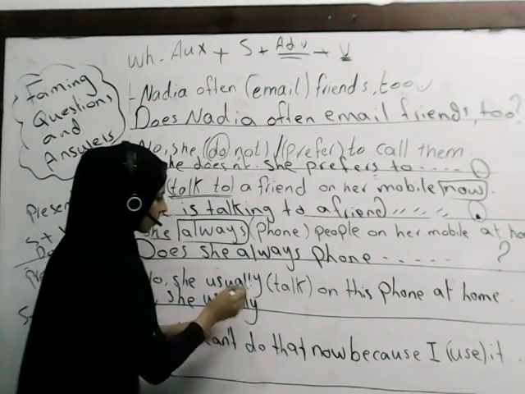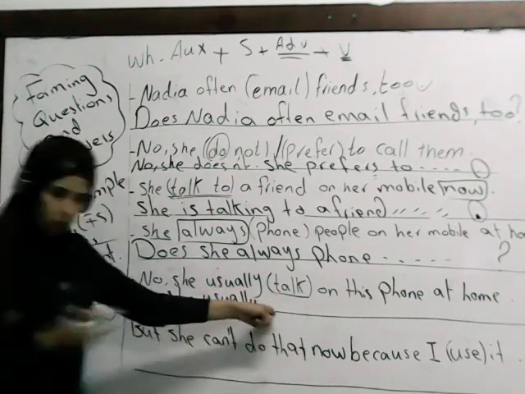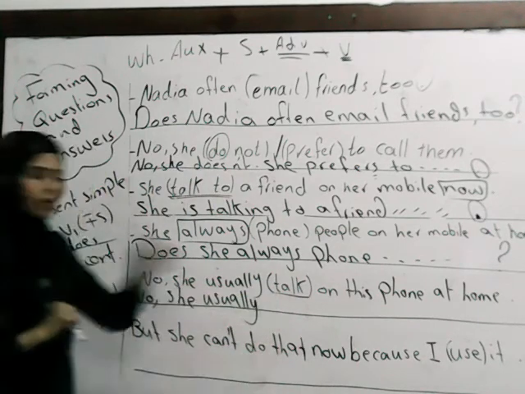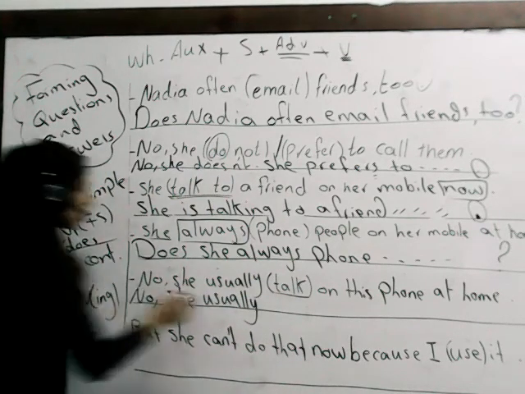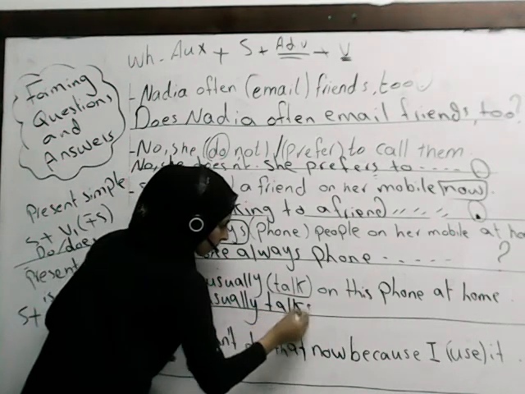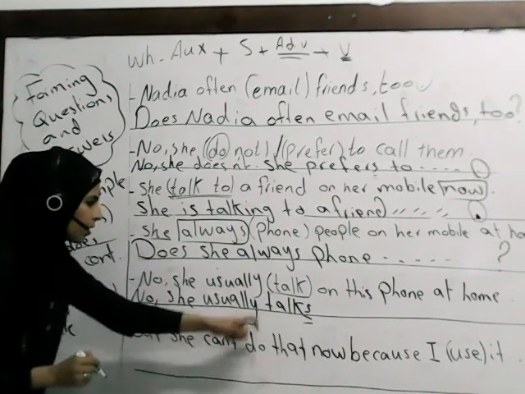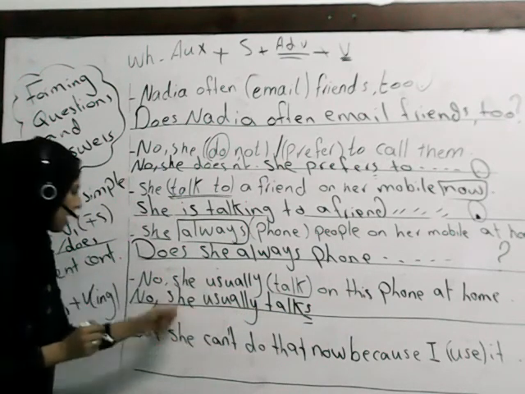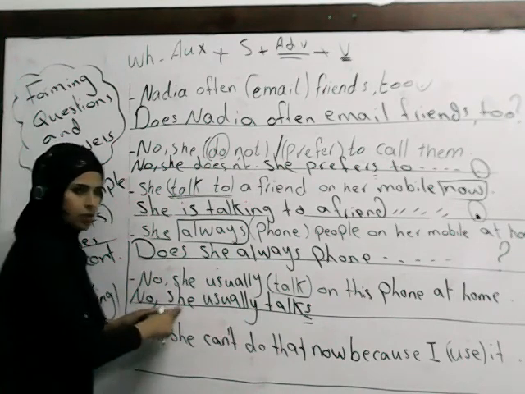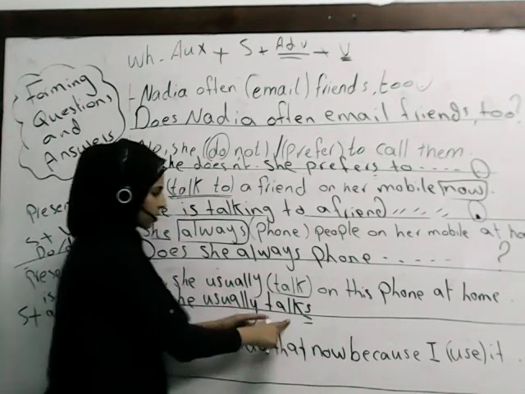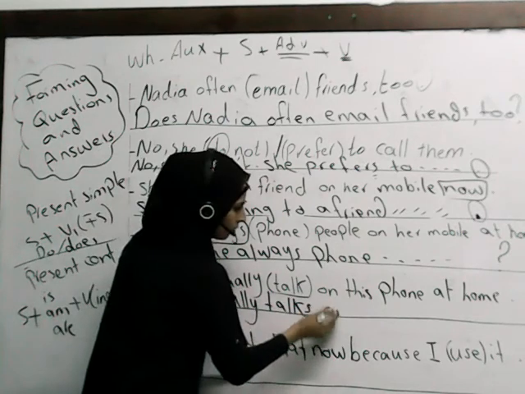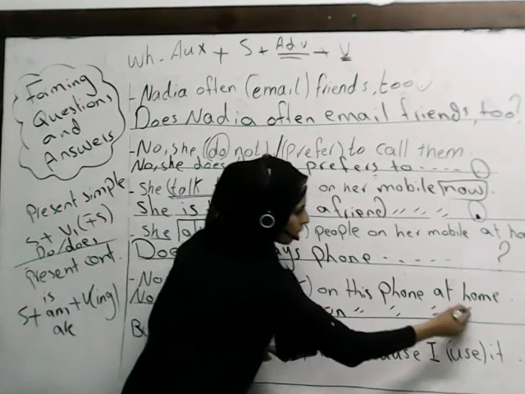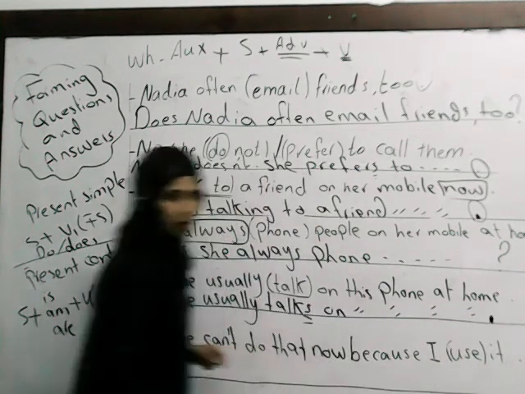usually talk. Let's talk about talk. Talk should be changed into talks. Why? Because we are using present simple and she is singular. In the singular case, we need to add s to the verb. So, talks on the phone at home, and full stop at the end.